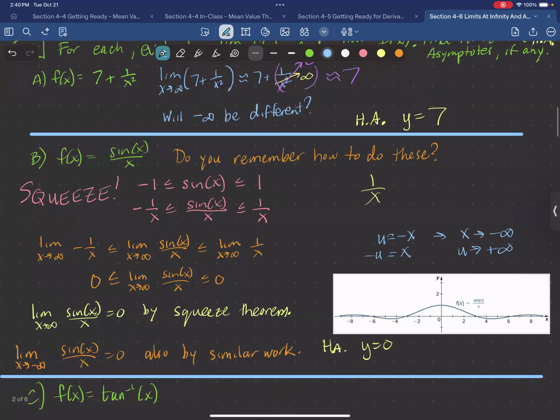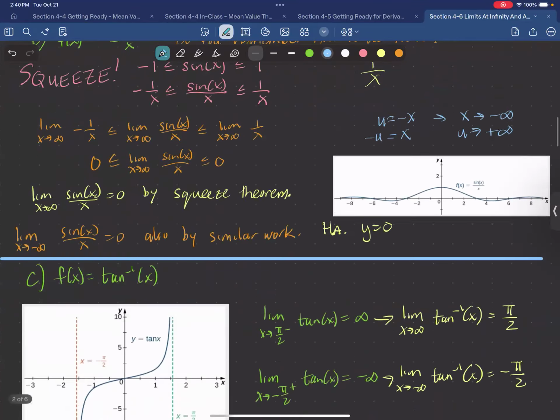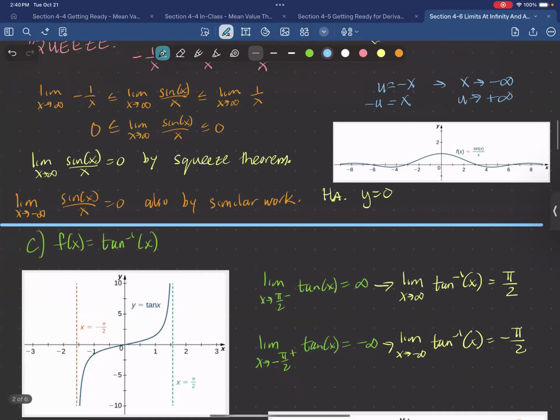Let's take a look at f of x equals tangent inverse of x. If we look at the graph of tangent of x, we see this. As x gets close to pi over 2 from the left side, tangent x is going to infinity. So we could take advantage of that, as we have here.